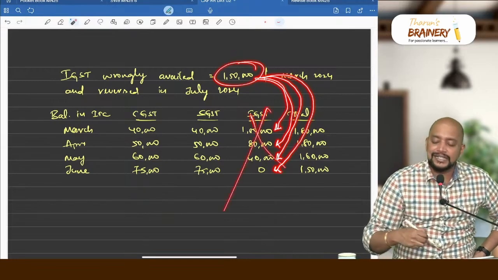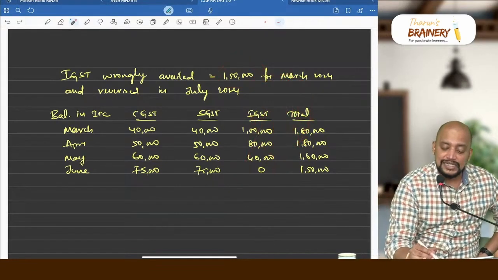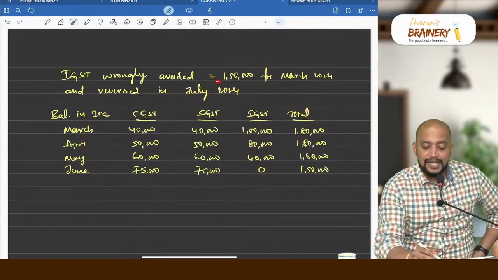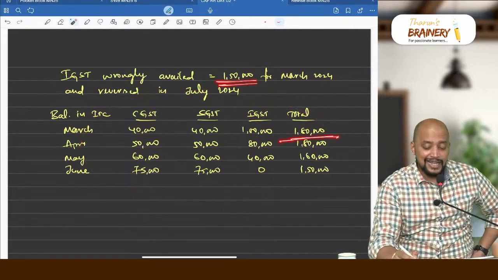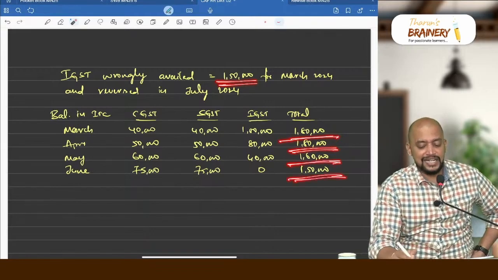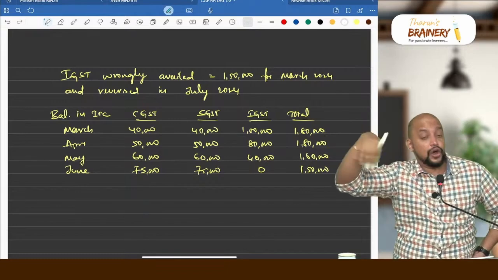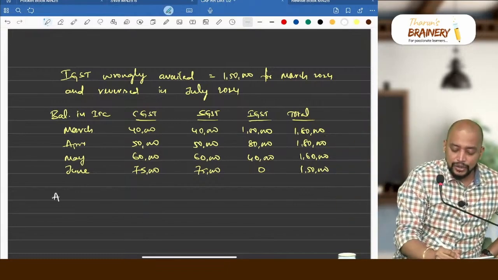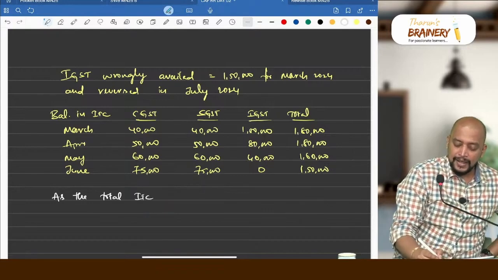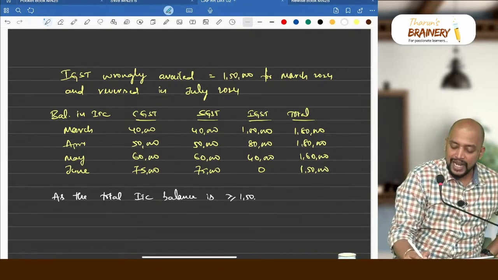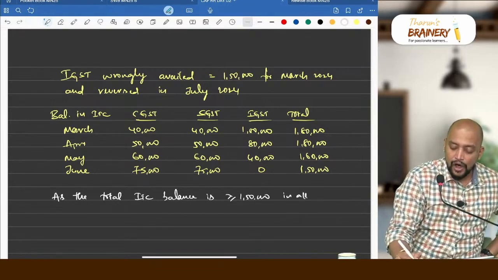But we should not see the IGST head alone. For IGST credit we need to see all the heads, the balance in total. The balance in total is what? 1,80,000, 1,80,000, 1,60,000, 1,50,000. So you need to see the total balance of all the heads, as the total ITC balance, which is greater than or equal to 1,50,000 in all months.